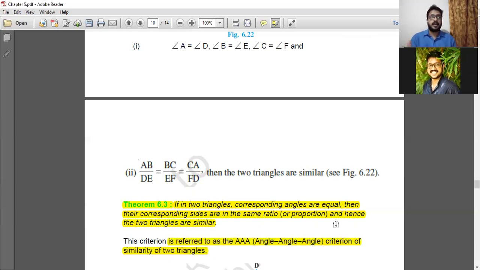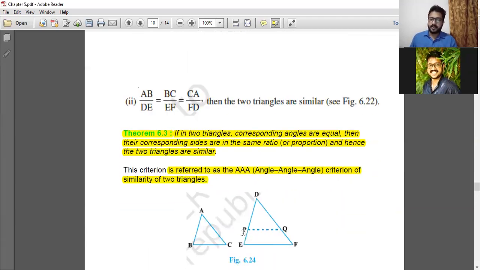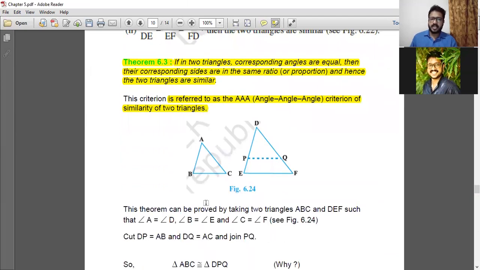This is known as, for exams you might be asked, state and prove the AAA criteria of similarity of two triangles. There might be such a possibility. So now let us see how we can prove this. You can see this figure 6.2, and actually this is not a proof we need to focus on, because the application of this theorem is more important, I think. Okay, let us see, we can prove this theorem.